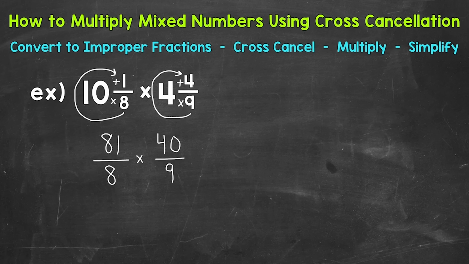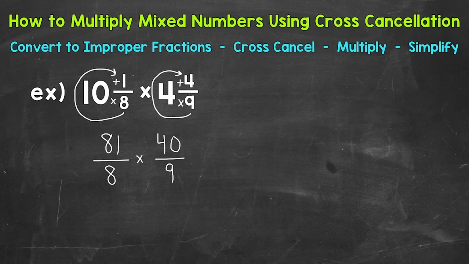81/8 is equivalent to 10 and 1/8. It's just in the form of an improper fraction, and then 10 and 1/8 is in the form of a mixed number. Both of those are equivalent. So when we convert to an improper fraction, we're not changing the value of anything. And then 40/9 is equivalent to 4 and 4/9. Again, we did this, so we just have a numerator and a denominator, and we are able to multiply.